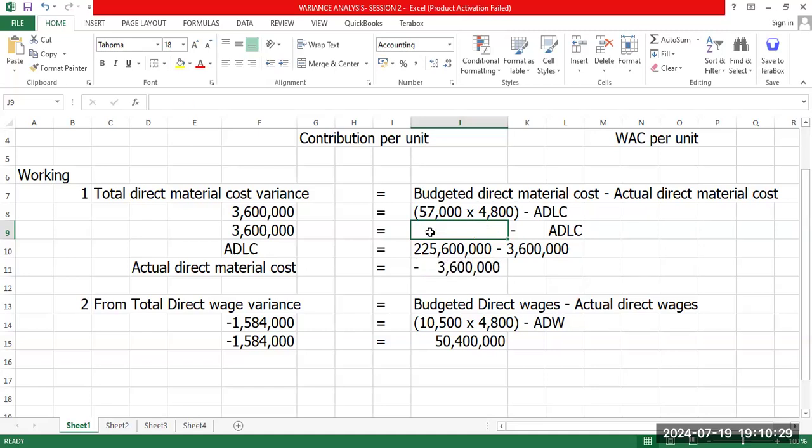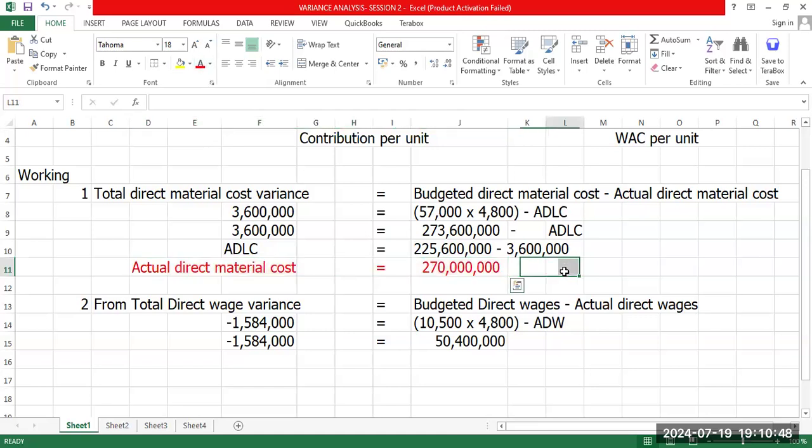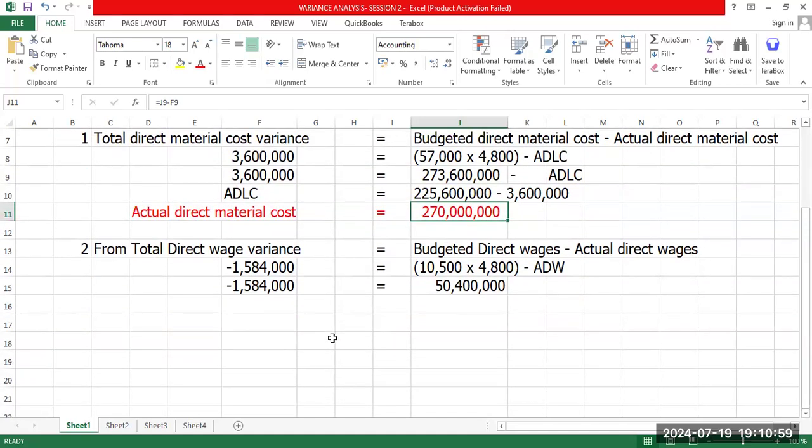You get 273,600,000. That's what you have? Yes. And finally, our actual will be this. If you get this figure minus this, you will get your actual. Thank you for that observation.